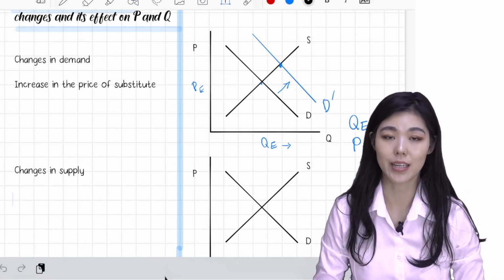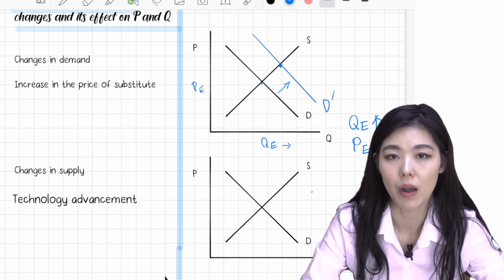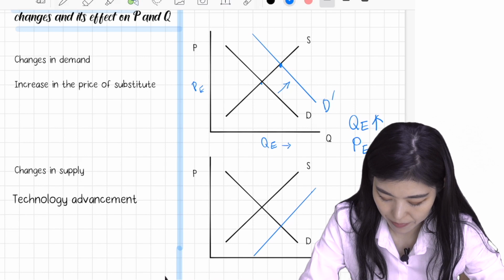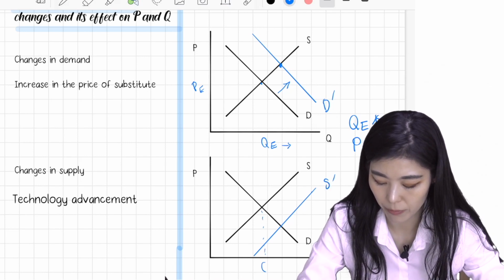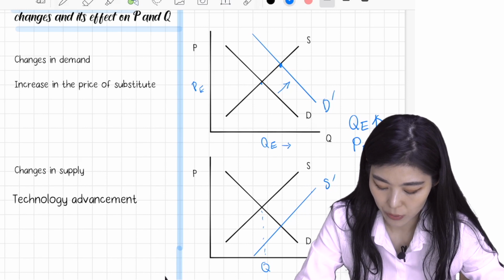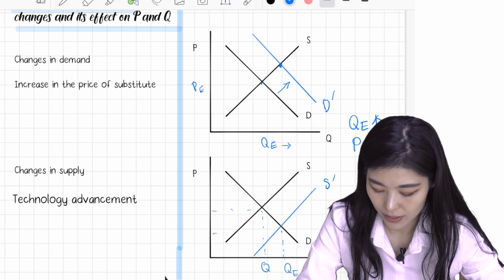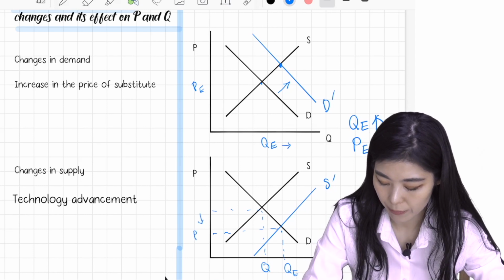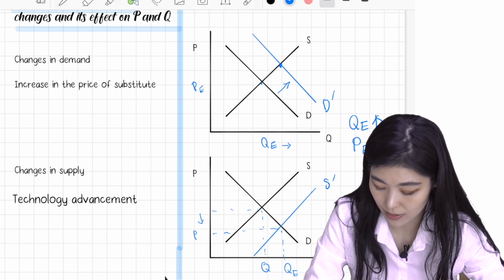Let's say that there was a technology advancement. When there is a technology advancement, the supply curve will shift to the right, so the supply curve shifts here. Now what happened is the equilibrium quantity before was here. Now the equilibrium quantity is here. The price has decreased like this. So equilibrium quantity has increased and its price has decreased.